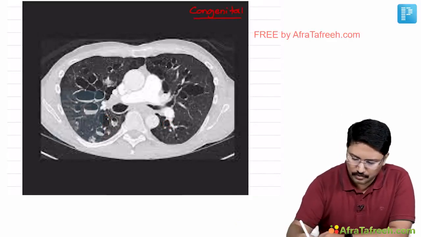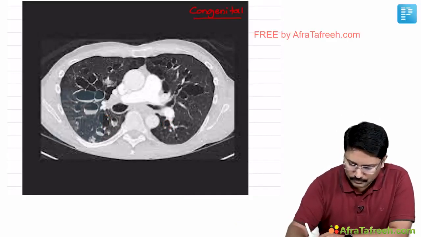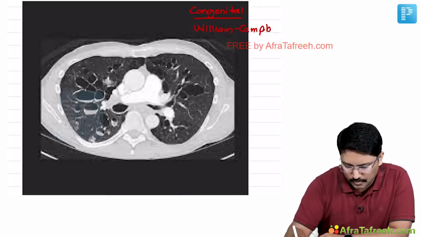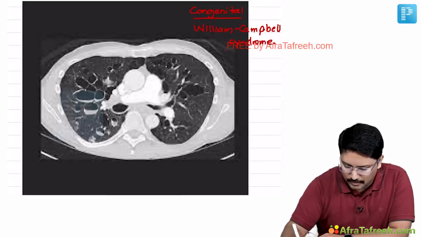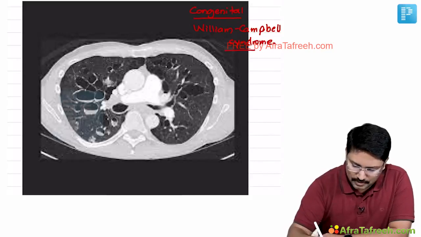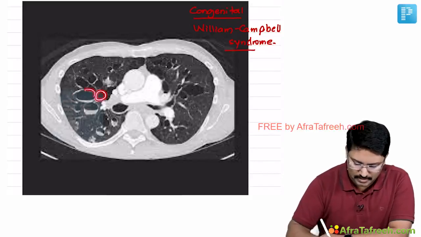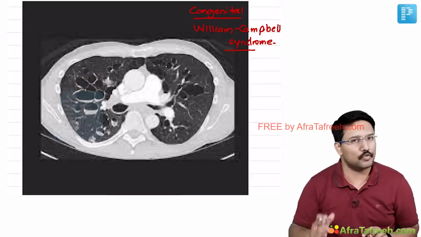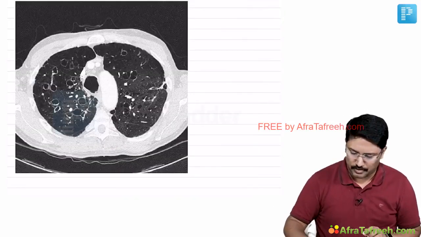This is actually an HRCT of a patient who has Williams-Campbell syndrome, in which there is destruction of the cartilage of the airway leading to this cystic dilatation. And once there is cystic dilatation, obviously recurrent infections and further complications do ensue. Okay, let me show you one more HRCT, right?